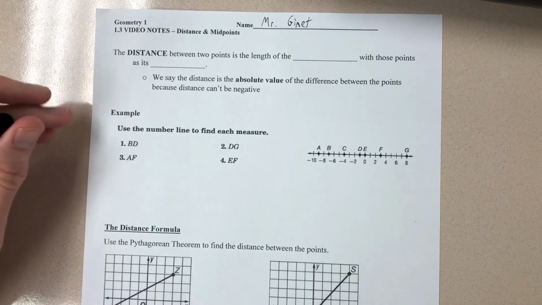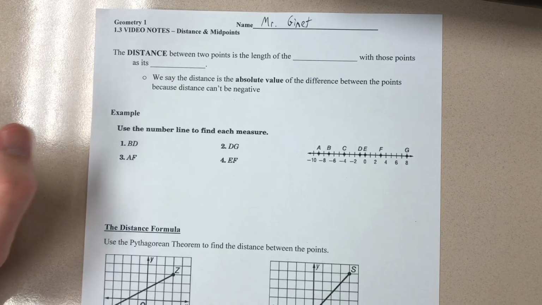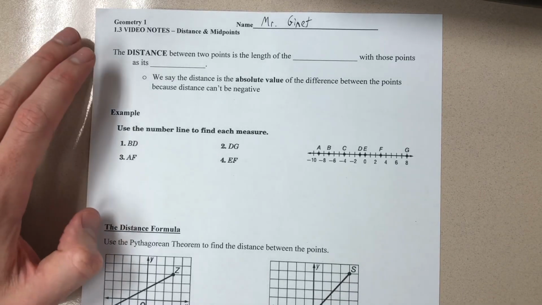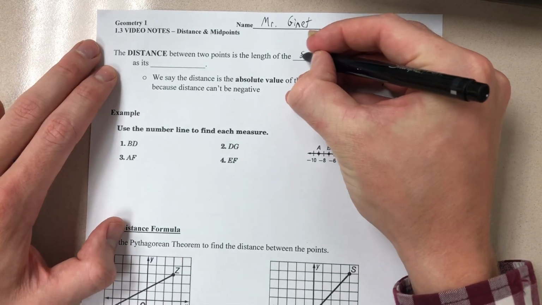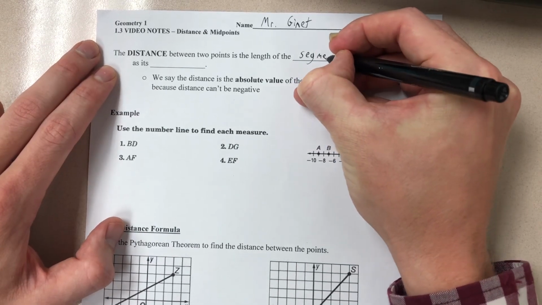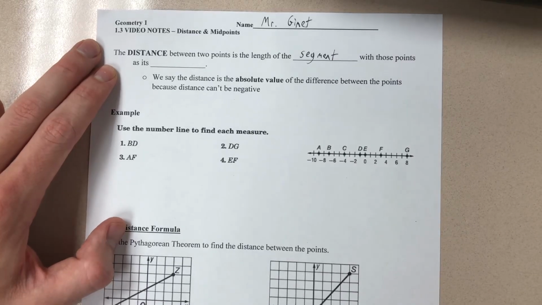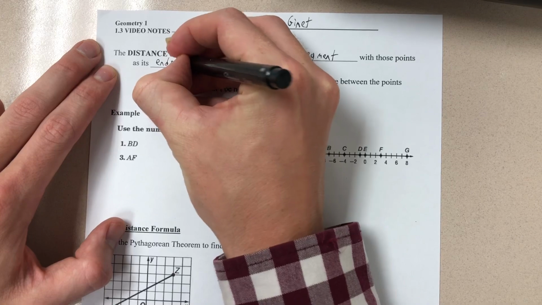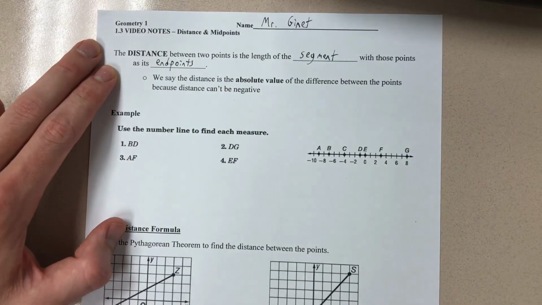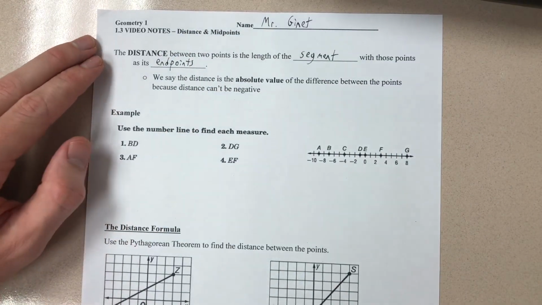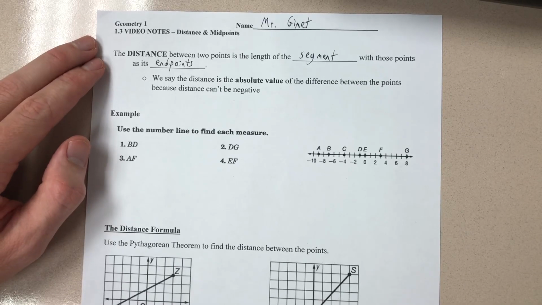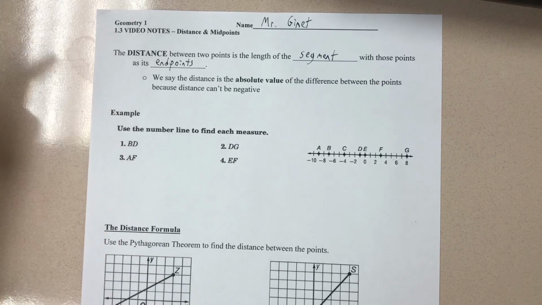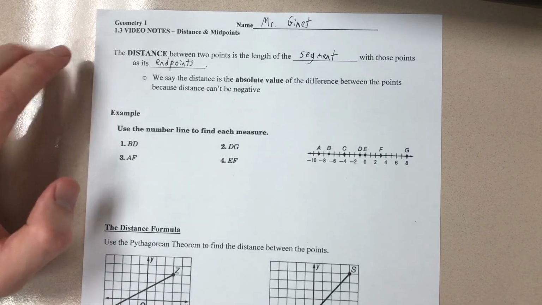So these are the 1.3 video notes. We're starting off with distance. The distance between 2 points is the length of the segment with those points as its endpoints. We say the distance is the absolute value of the difference between the points because distance can't be negative. You can't say I went -5 miles today.